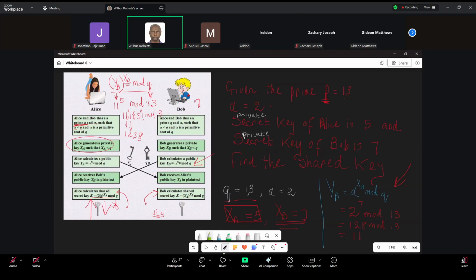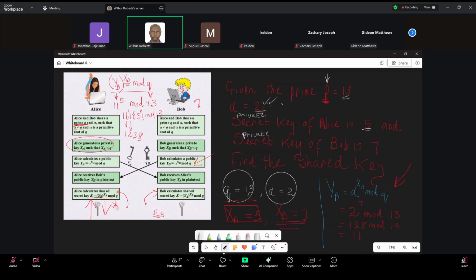All right, good. From the problem, we have these terms down here. We know that Q is equal to 13, and alpha is equal to 2. So this is the prime P or Q equal to 13, and alpha is equal to 2. Then the secret key or private key of Alice is 5, right?